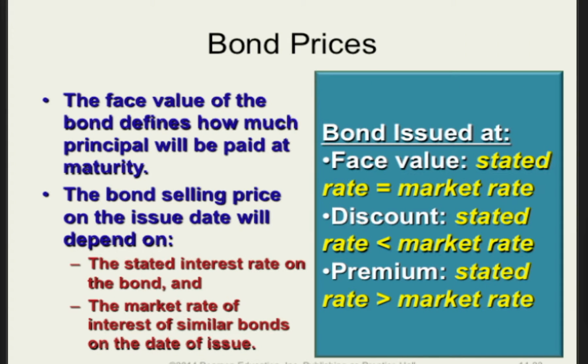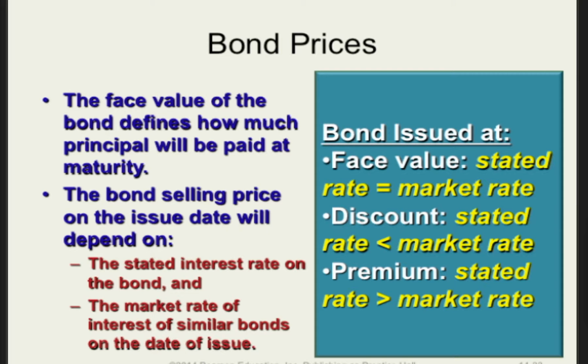How much a company can get for its bonds will depend on the relationship between the stated rate of interest on the bond contract, which is locked in, and the market rate of interest, which changes and fluctuates over time. When the stated rate on the bond equals the market rate that can be had in the marketplace, the company will be able to sell its bonds for their face value. Now, when the stated rate on the bond is less than the interest rate you could get in the marketplace, the company will have to sell its bonds at a discount from their face value, which basically means you'll end up paying the same amount of interest as if you borrowed the full face value of the bond, but you'll actually get less money for it.